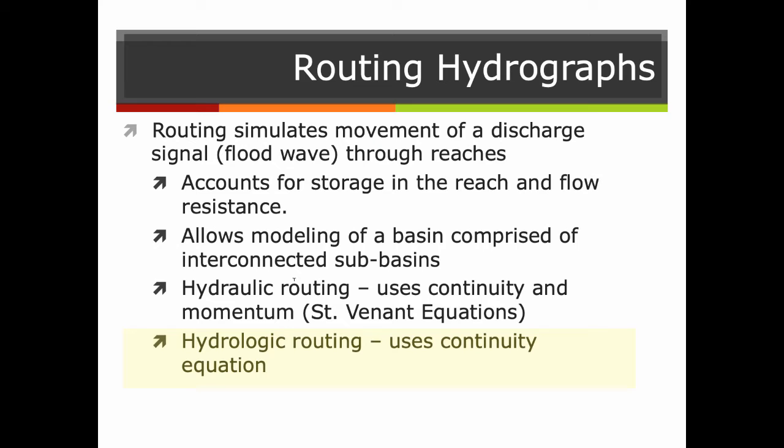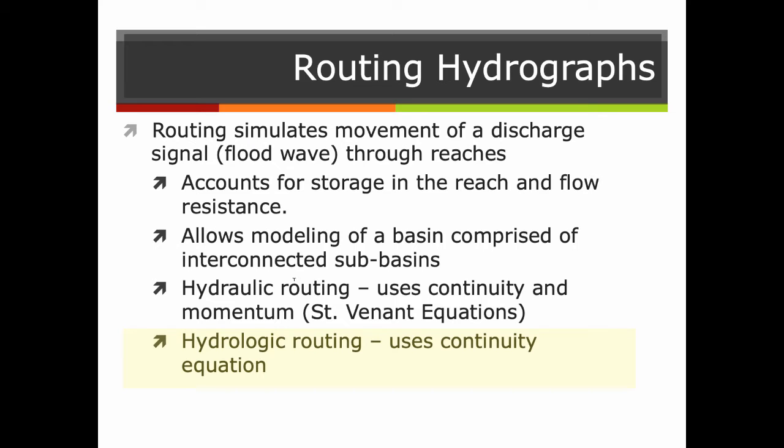And so its benefit from a hydrologic perspective is that it allows explaining the behavior of a basin that's comprised of interconnected sub-basins. So if we can identify within a watershed sub-watersheds that are somehow meaningfully different from each other, but they're interconnected as part of the whole watershed, routing gives us the ability to consider that situation directly as a collection of interconnected subbasins.